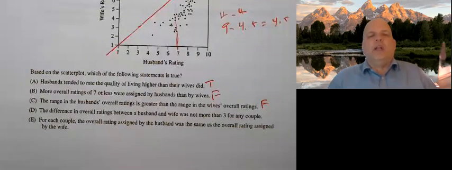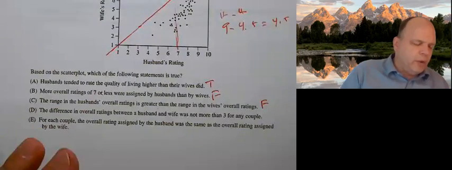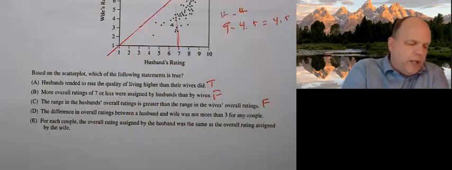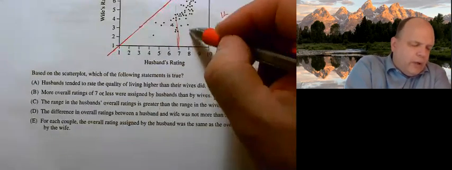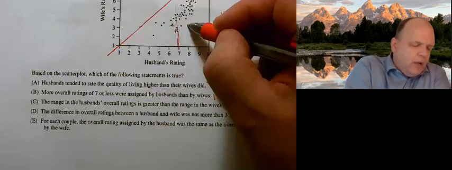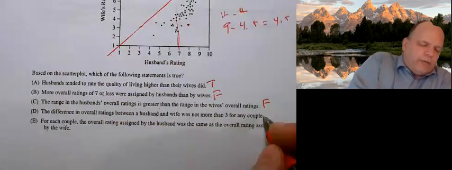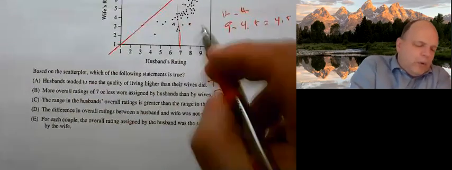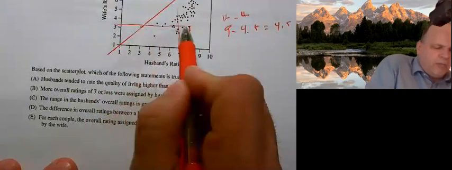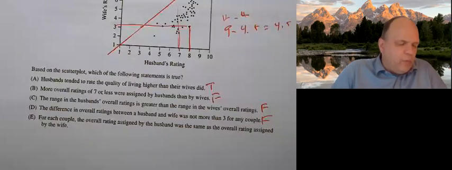So the wife has a larger range. The difference in overall ratings between husband and wife is not more than 3 for any couple. And I'm just going to bet real quickly that we can find somewhere on here where a husband has a high rating and the wife has a low rating. Here we have a husband of an 8 and a wife of about a 3 or a little over a 3. So that right there is a difference of 5. So that's false. You're like, well, how did you do that? Well, that's about an 8 and that's about a 3.5. So 8 minus 3.5 is 4.5, that's definitely more than 3.